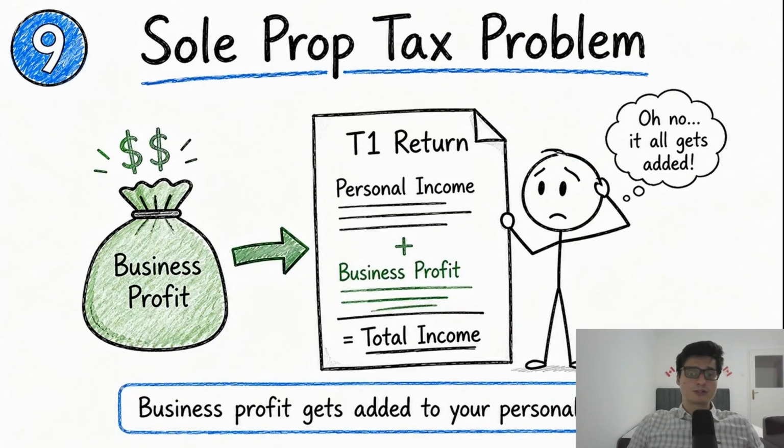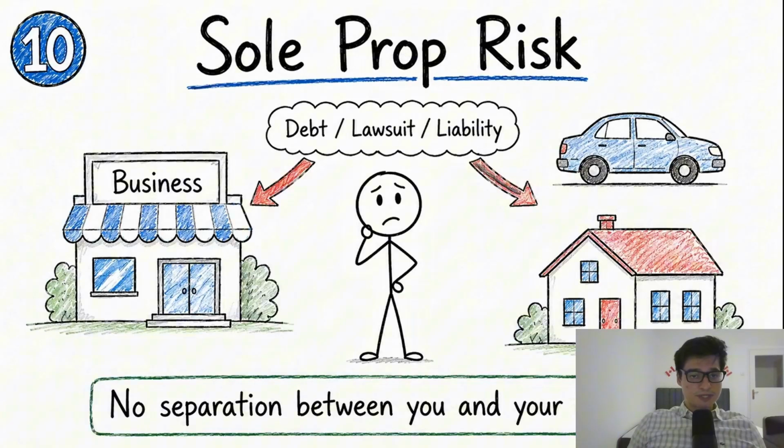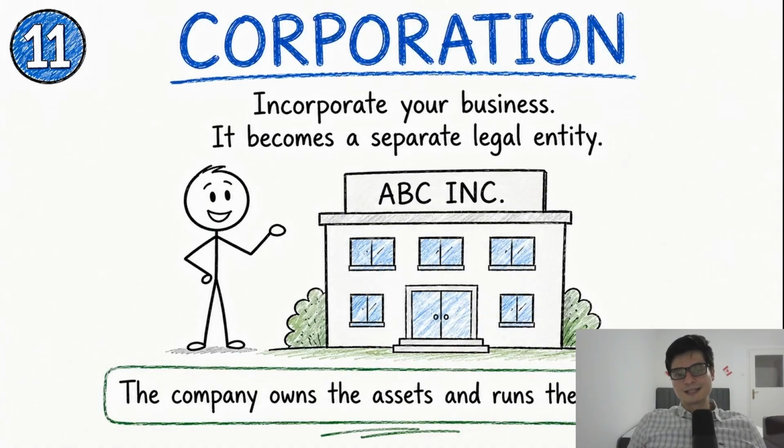Your sole proprietor tax problem. The biggest problem here is you're not sure how much you're actually going to pay in taxes because, again, your business profit is going to go into your personal income, which will then be your total income. And now you have no idea whether you're going to have taxes owing or a refund. There is a risk to being a sole proprietor as well. You have a lawsuit, a liability, debt. Everything is on you, the person. It is not separated between you and your business, which is why a lot of people choose to incorporate. However, the good thing about sole proprietors is that you can just quickly get it done.